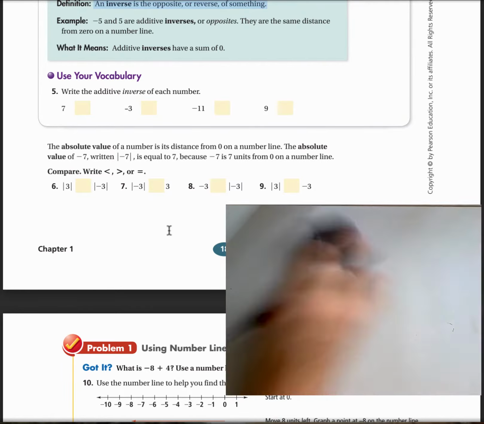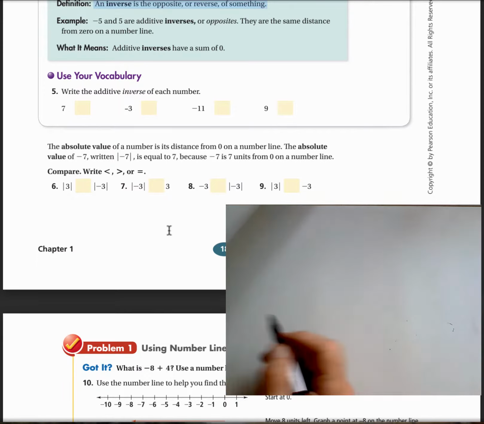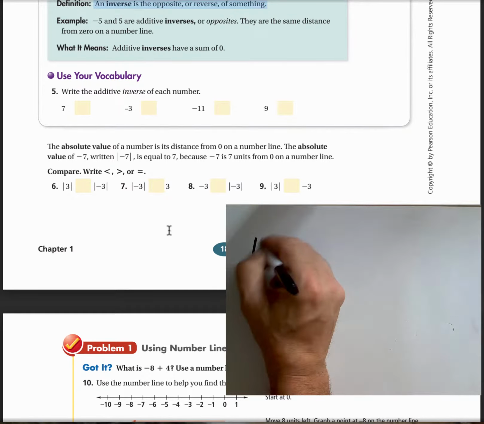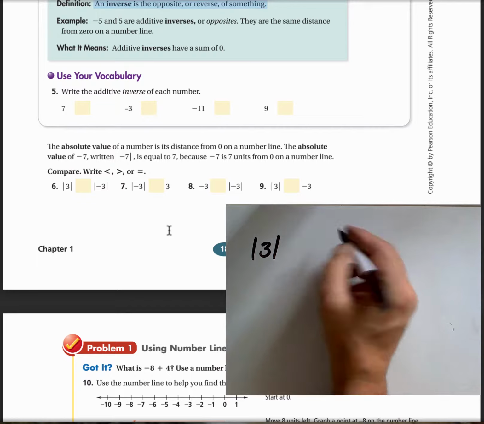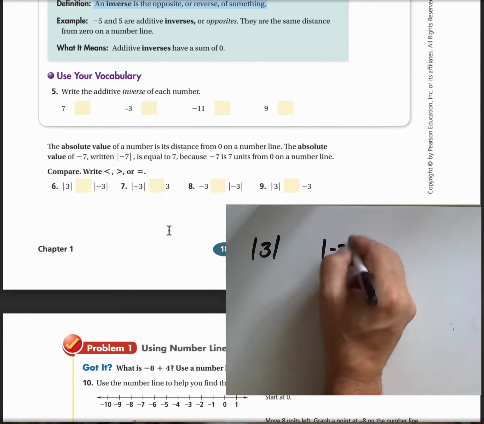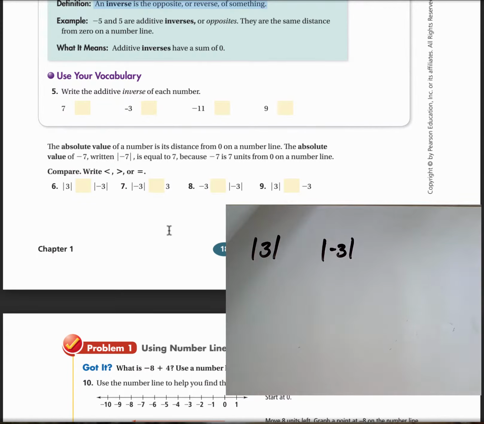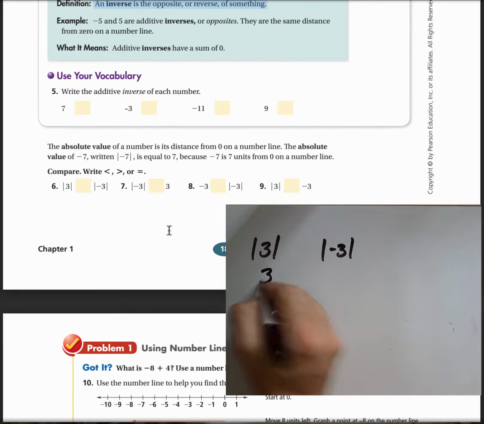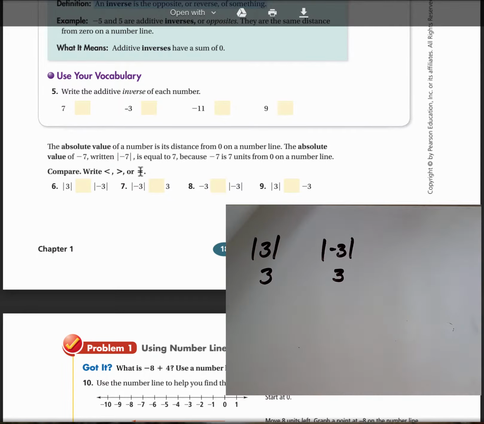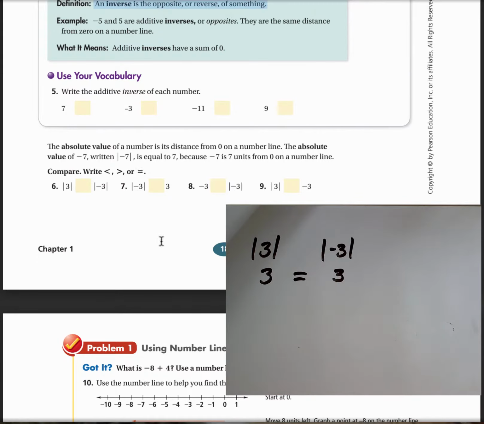Let's take a look at number 6 here. We have the absolute value of 3, and then we have the absolute value of negative 3. Remember what the absolute value does. It makes everything positive. So this would be like saying 3 and 3. And if we look at the symbol here, which one will we use? Well, we'd use our equal sign. Let's look at the next one. Negative 3 and 3. What's the absolute value of negative 3? It's 3.